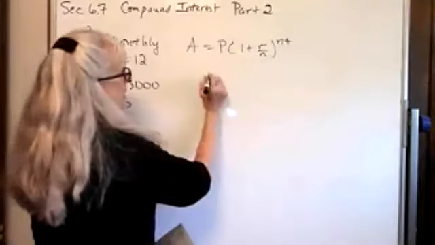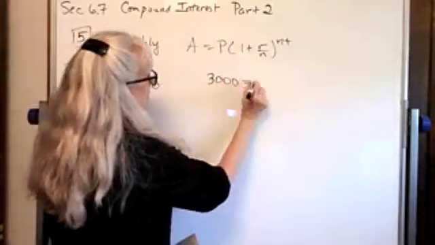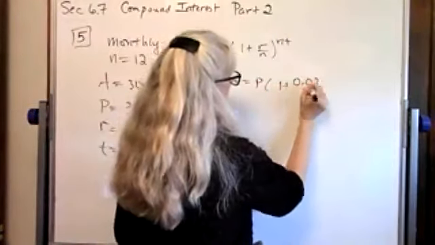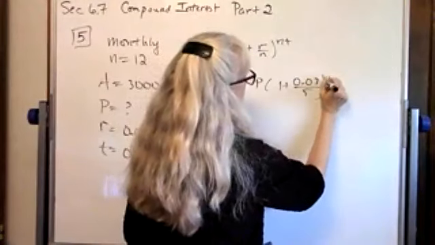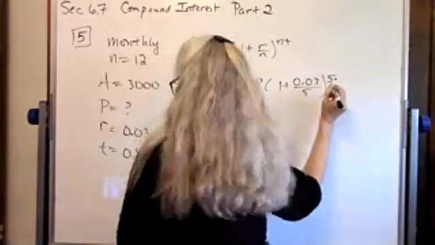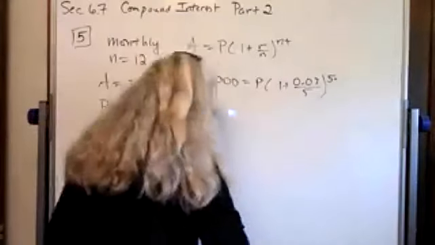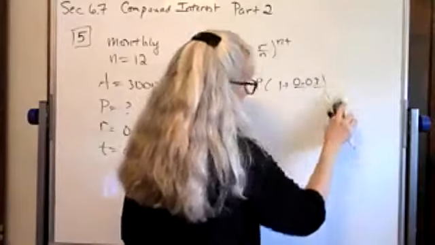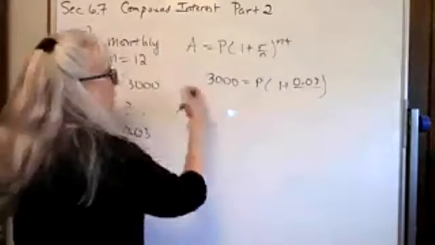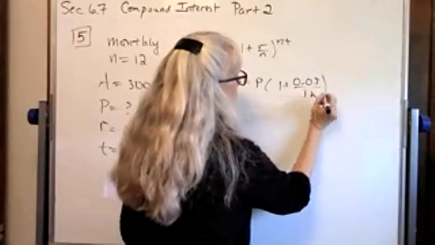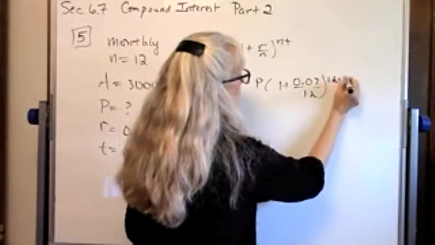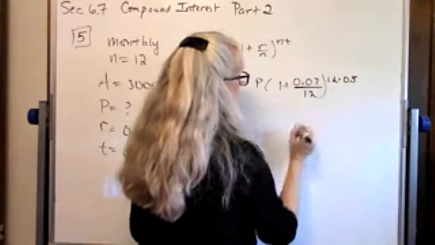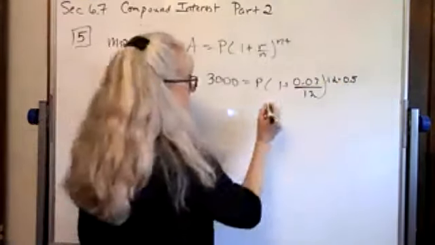So plugging that in, we've got 3,000 is equal to P times 1 plus 0.03 divided by 12. What happens when I write stuff in 2 different spots than I'm used to. So n is 12, so it's 0.03 divided by 12. And then we're going to raise that to the 12 times 0.5 for the years. So there we go. Okay, so when it's all said and done, we're just going to divide this stuff out.